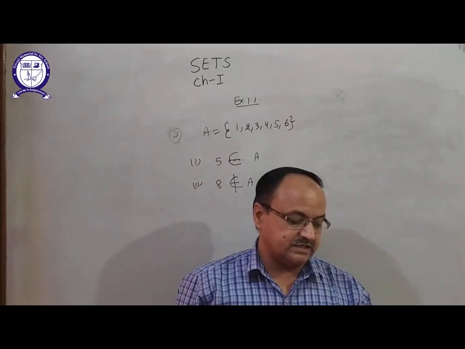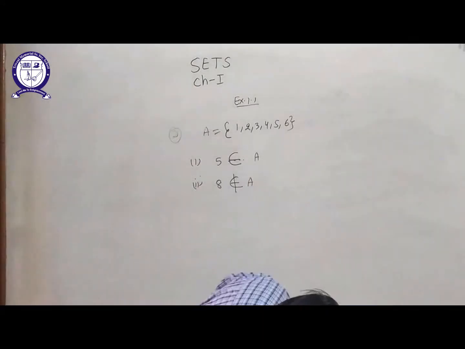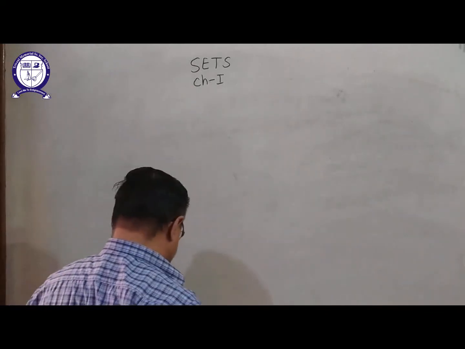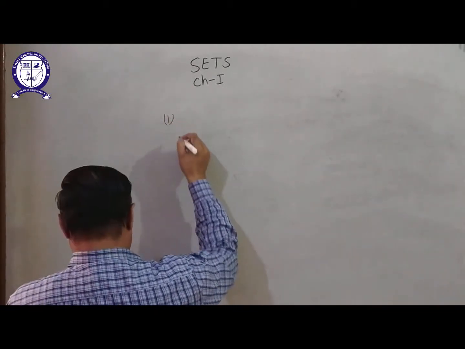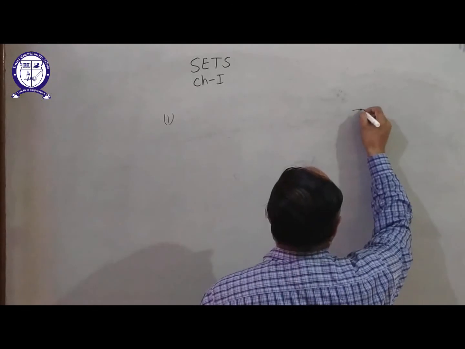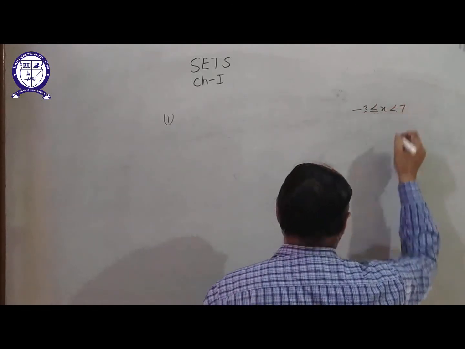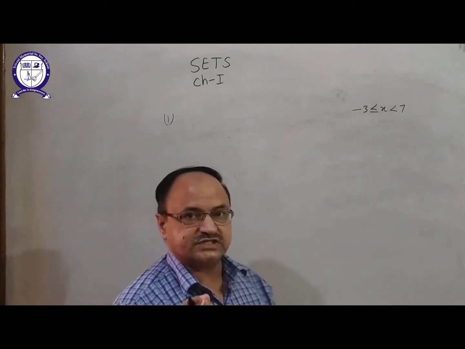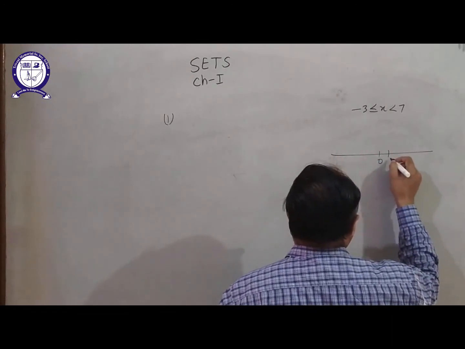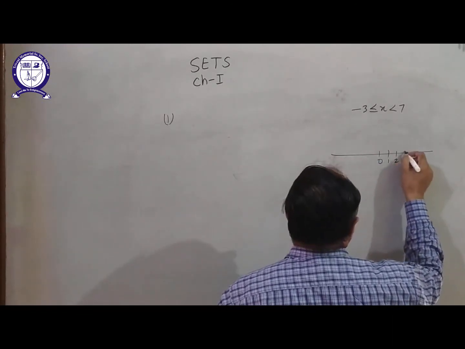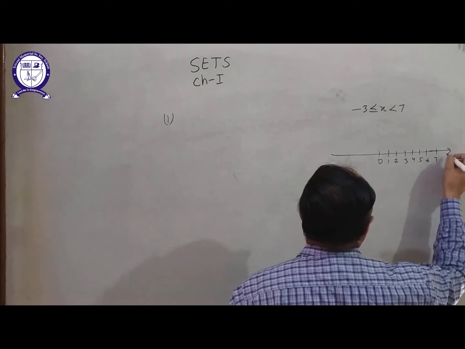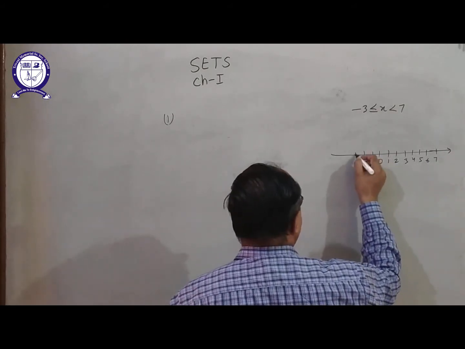Question third, write the following sets in the roster form. First, the set of all x such that x is an integer which lies between -3 less than or equal to x less than 7. X is an integer. You know very well, integers are 0, 1, 2, 3, 4, 5, 6, 7, and here -1, -2, -3.